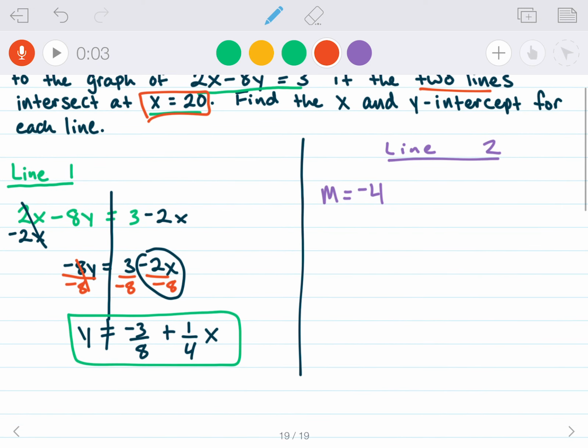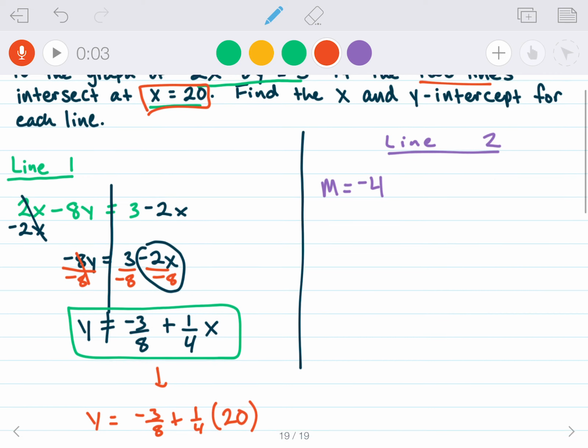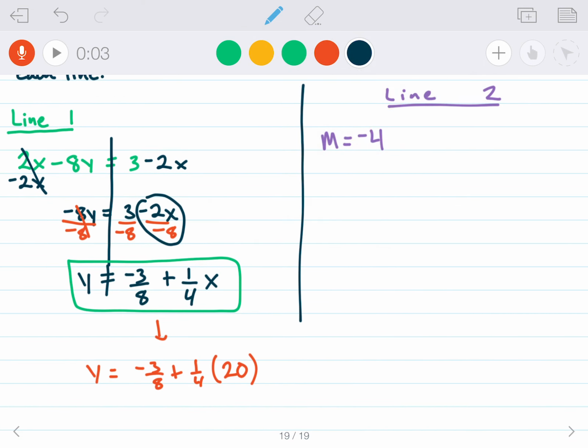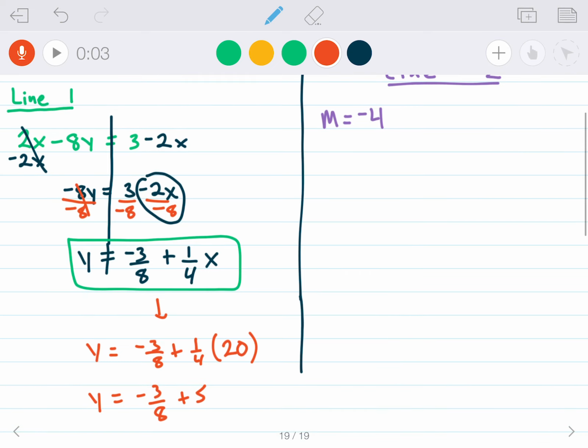Well, I know what y is going to be when x is 20 based on the equation for line 1. y is going to be negative 3 over 8 plus 1 over 4 times 20. Now, if I simplify this, 1 over 4 times 20 is 5, right? 20 divided by 4 is 5, so we get y equals negative 3 over 8 plus 5. I can just put this in the calculator.